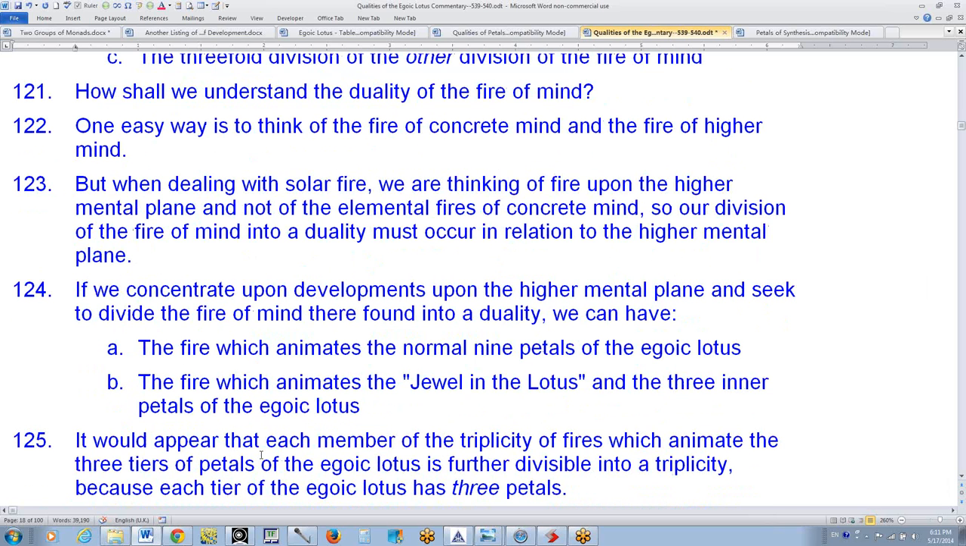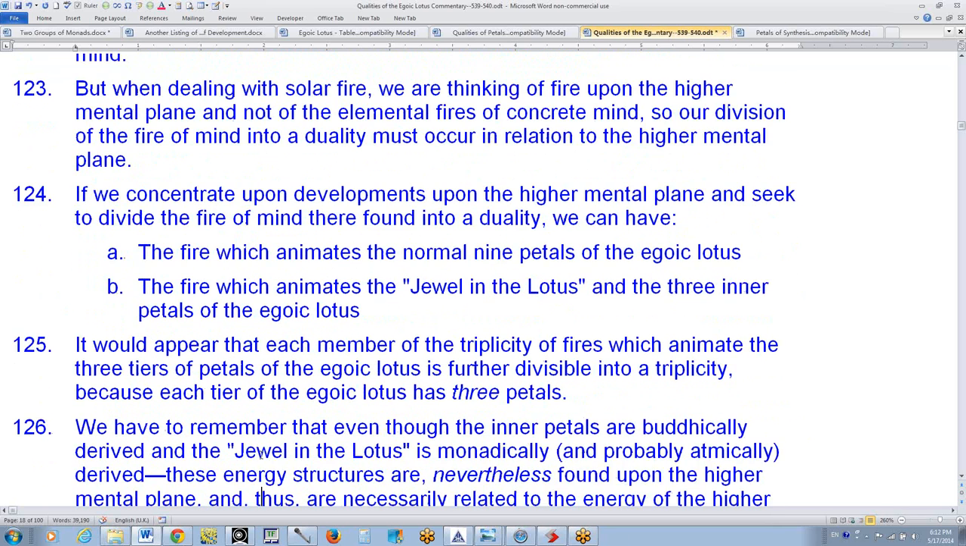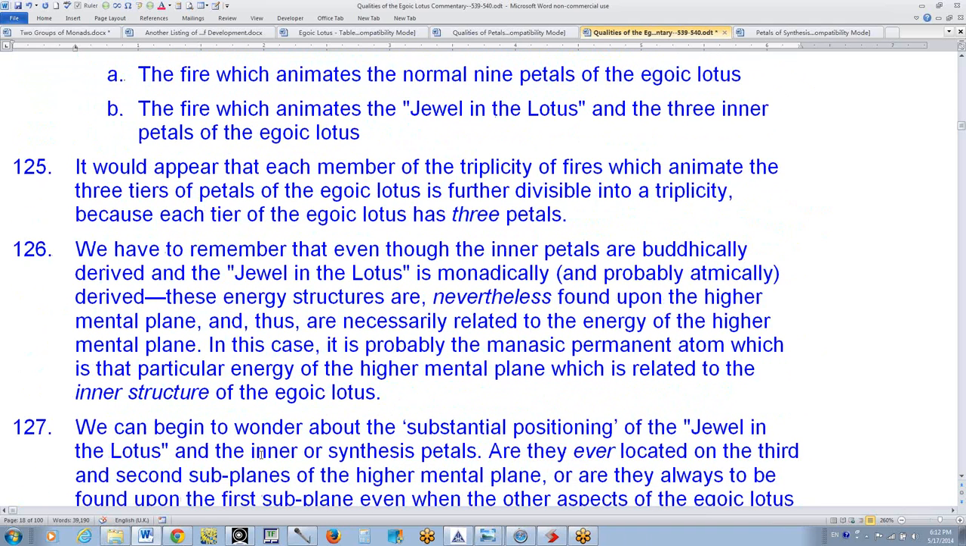If we concentrate upon developments upon the higher mental plane and seek to divide the fire of mind there found into a duality, we can have the fire which animates the normal 9 petals of the Egoic Lotus and the fire which animates the jewel in the lotus and the 3 innermost petals. That may be one way of dividing. I'm not sure that it's necessary that we solve this completely, but some prospects are offered.